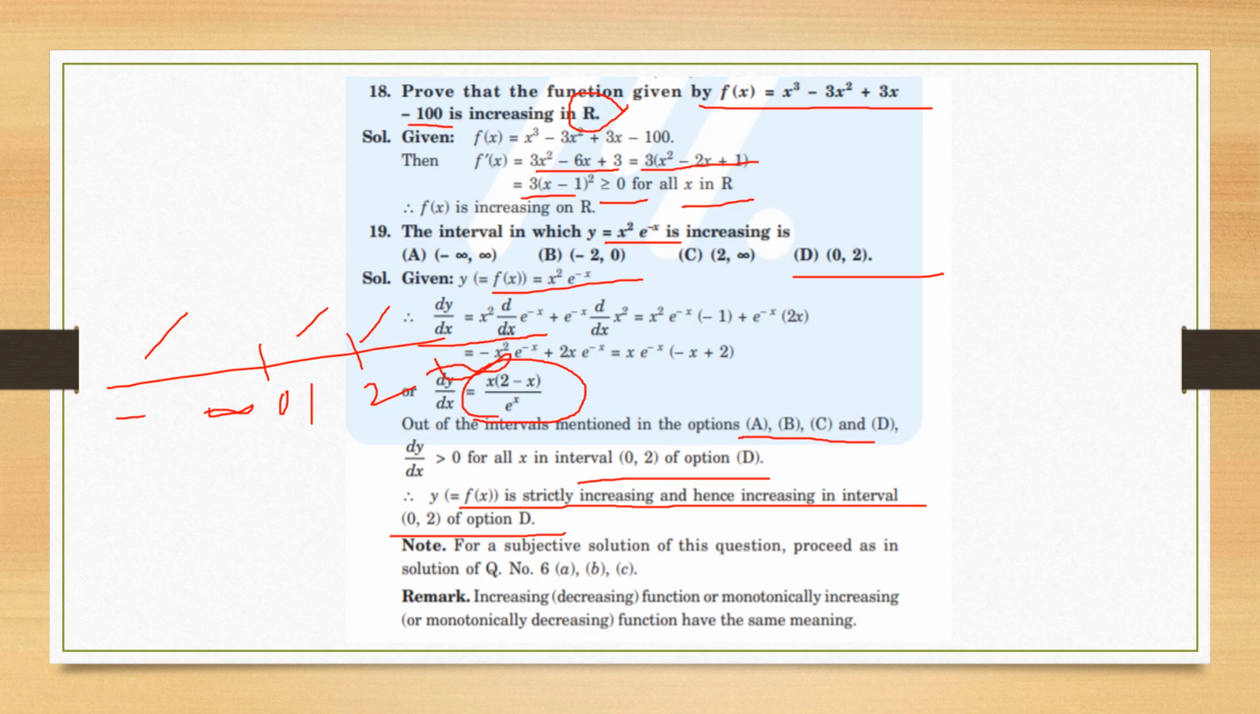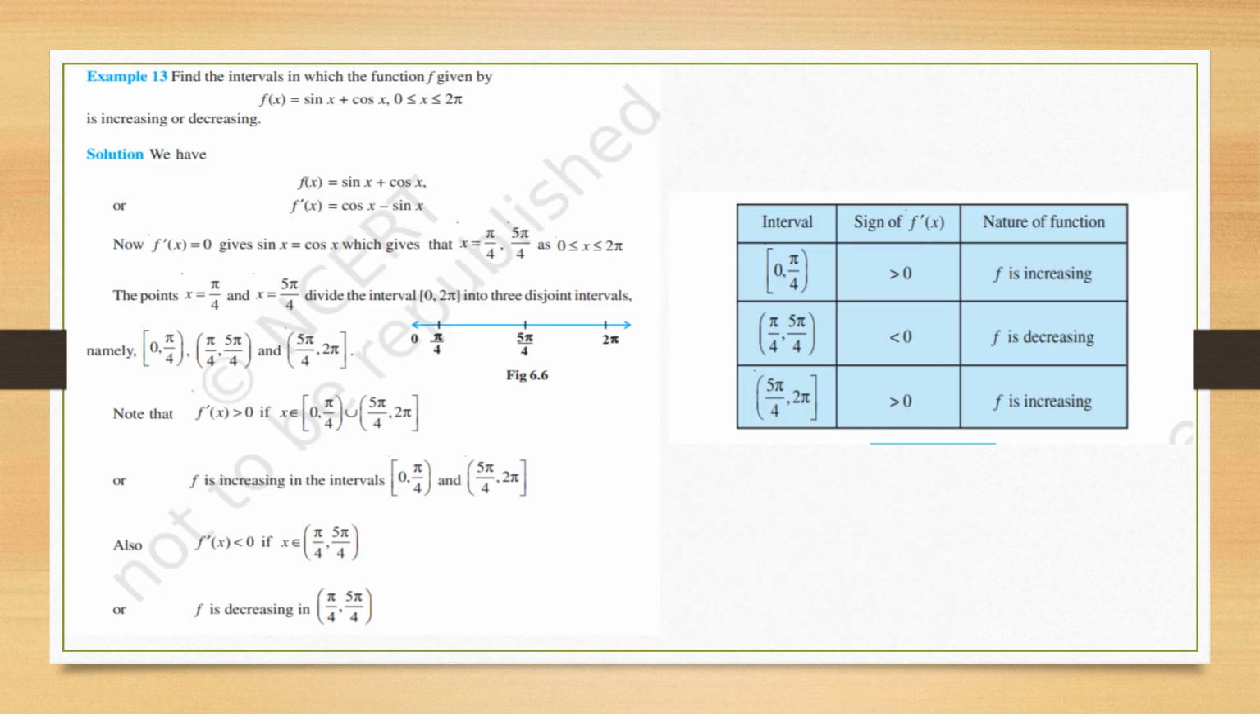And there is one remark also to be mentioned here: increasing or decreasing function means monotonically increasing or monotonically decreasing function, they have the same meaning. Mono means a single behavior, the same behavior throughout. If it is increasing, it is increasing throughout, and if it is decreasing, it is decreasing throughout. So this is the meaning of monotone behavior.